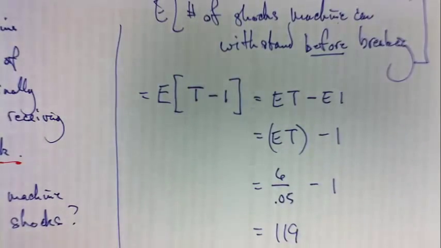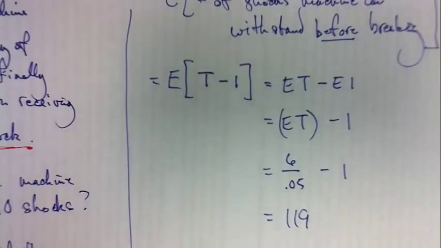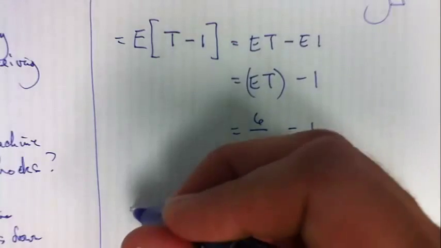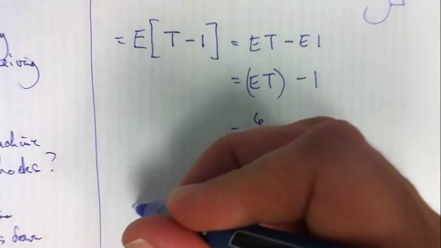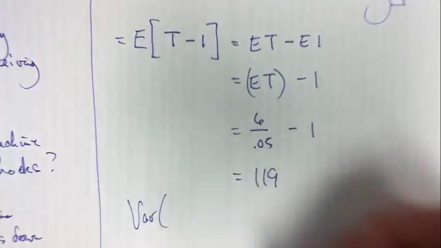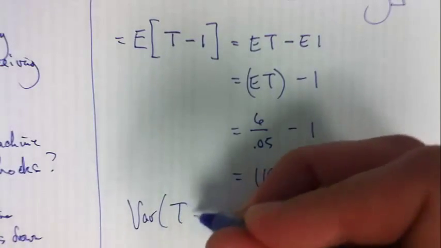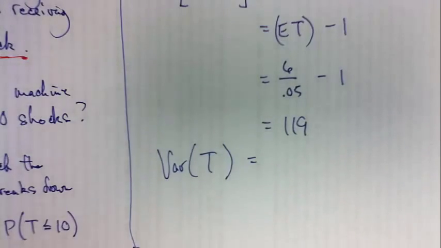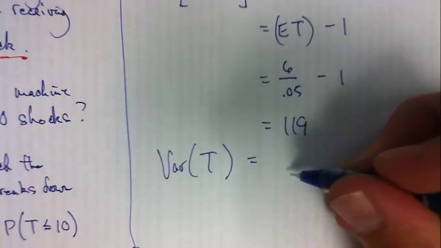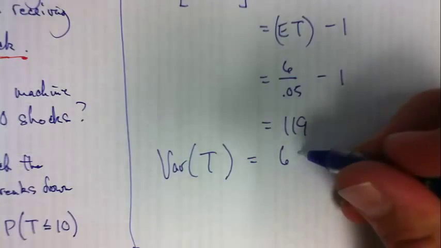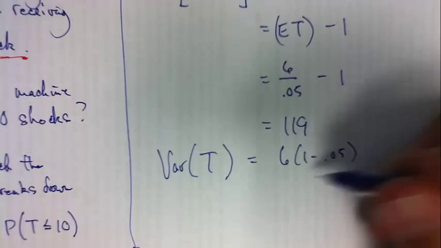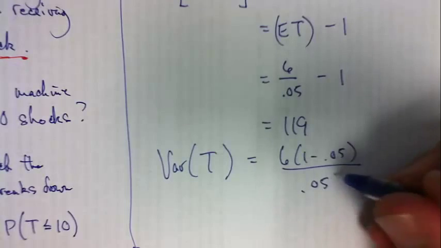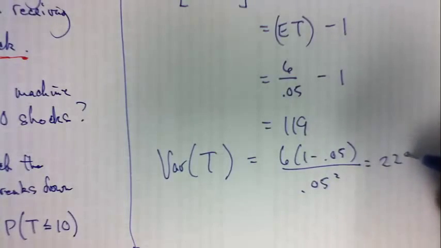Finally, what's the variance regarding the time until the 6th shock? Or rather, what's the variance until the time of the 6th damaging shock? It's easy, right? You just plug into that formula. It's going to be r times 1 minus p all over p squared. And I think that comes out to be 2280.